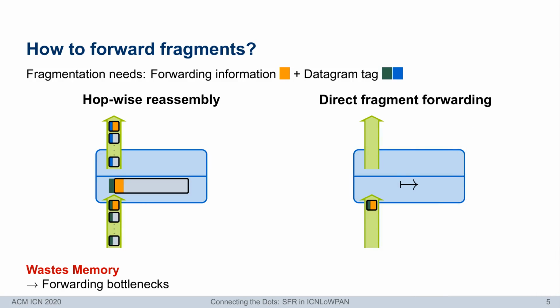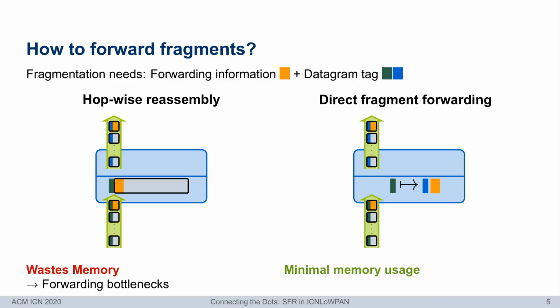Alternatively, we can forward fragments directly by utilizing the so-called virtual reassembly buffer to associate the datagram tag with the forwarding information. Here, when the first fragment arrives, we look up the forwarding information in the network layer and create a virtual reassembly buffer entry based on that. This way, we don't have to store the whole datagram for forwarding, saving resources. The incoming fragments are then forwarded directly without any reassembly. Compared to hopwise reassembly, this can be implemented with only a few bytes of memory in RAM.